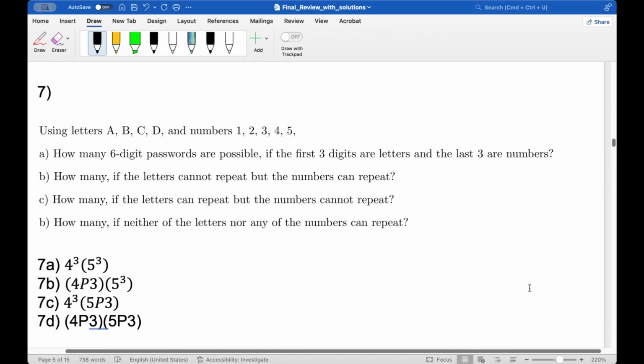All right, number 7 here. We have a counting problem. We're allowed to use the letters A, B, C, D, and the numbers 1 through 5. How many 6-digit passwords are possible if the first 3 entries are letters and the last 3 are numbers?